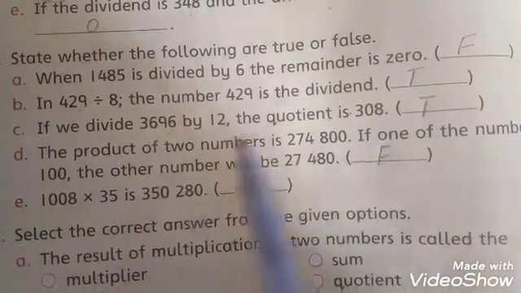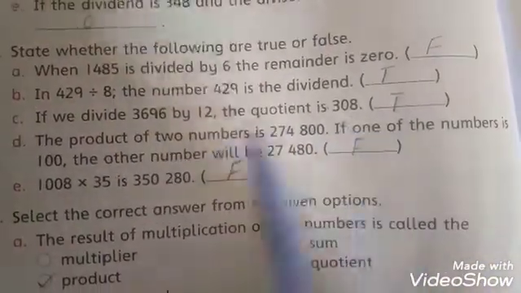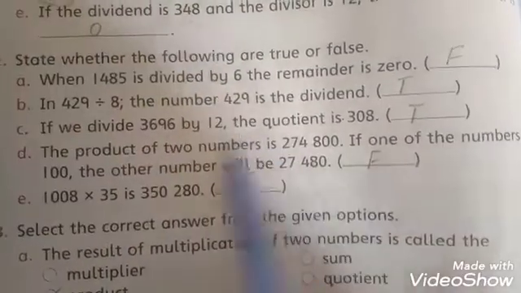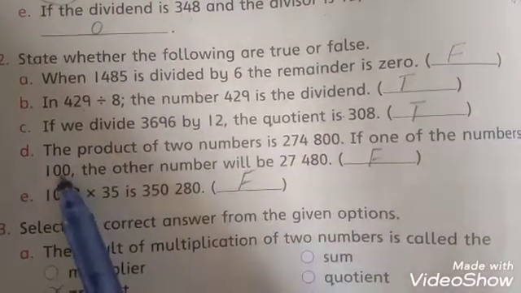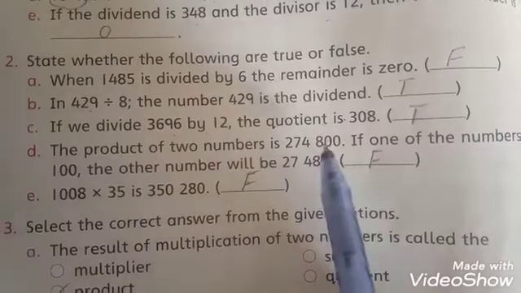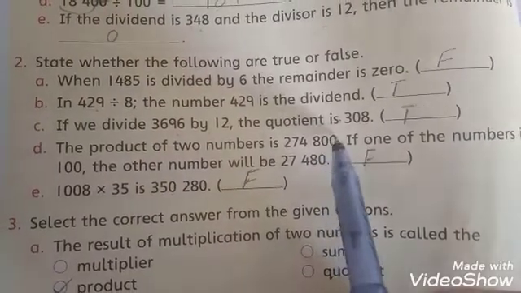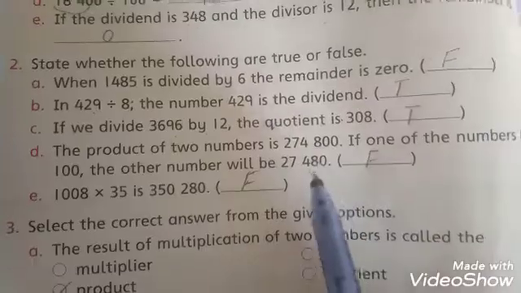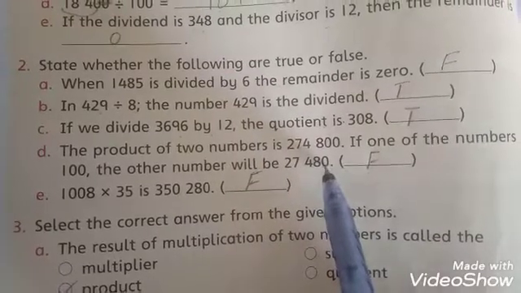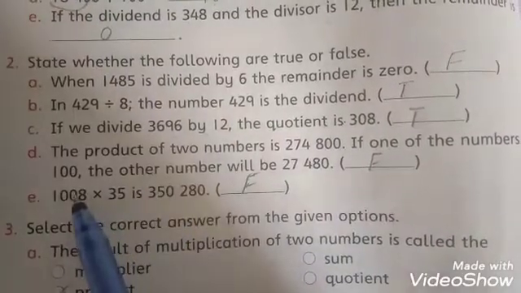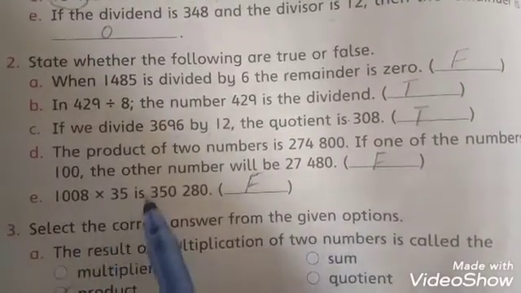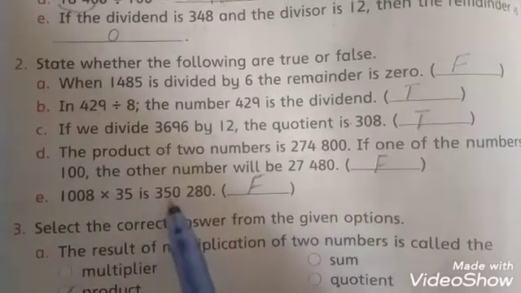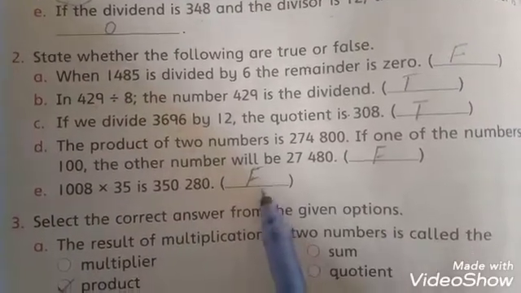The product of two numbers is this. If one of the numbers is 100, the other number will be this. False. In 100 there are two 0s. So in the answer this 20, and the first value is this one, 2748. This one is 0. So this is false. Multiply these two values is equal to this. When we multiply these two numbers, we get a different answer. So this one is false.